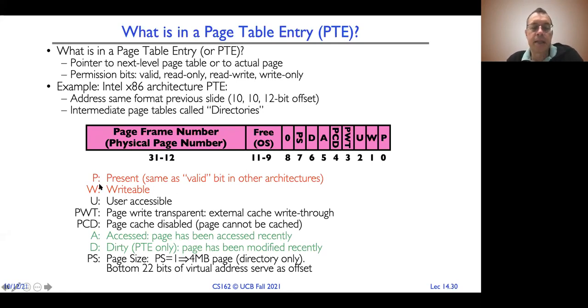These are examples of these bits, and we are going to start from the least significant bit. Bit 0 is P. This is present. It's the same as valid. Is the page present in physical memory or not? W, writable. Can you write on this page or not? If it's 0, then it's read-only. U, user accessible. Is this page accessible only by the user?